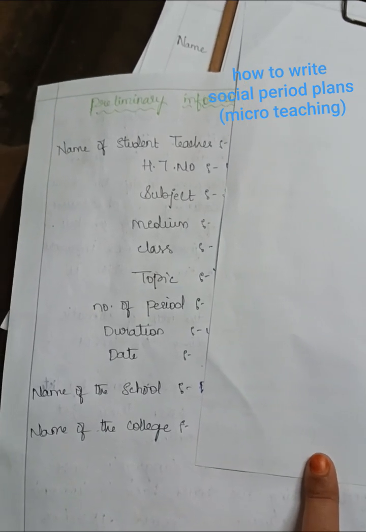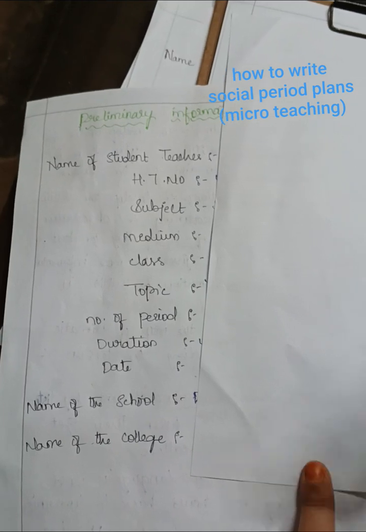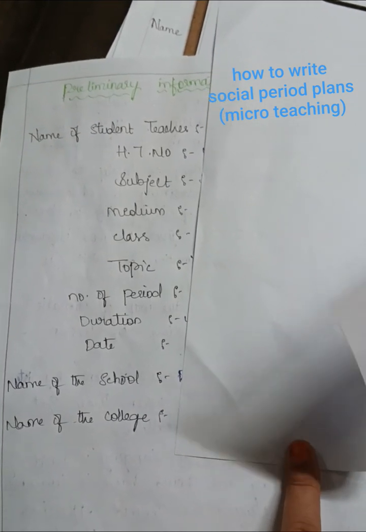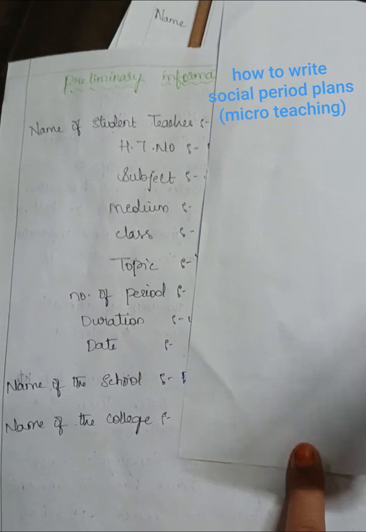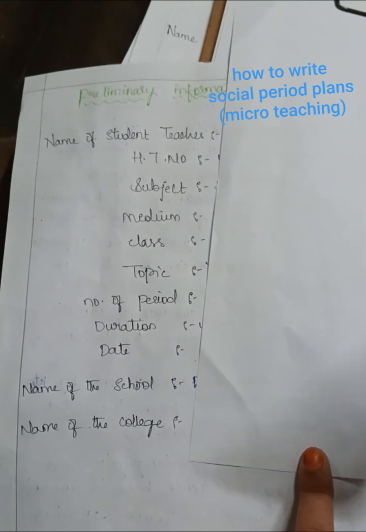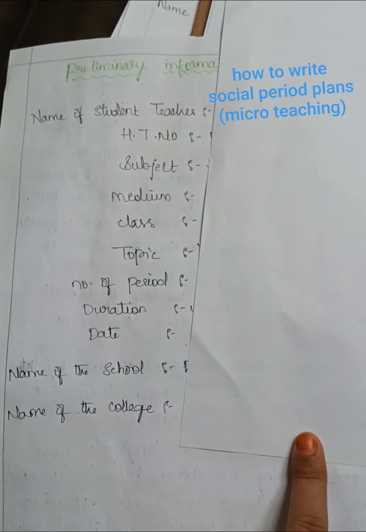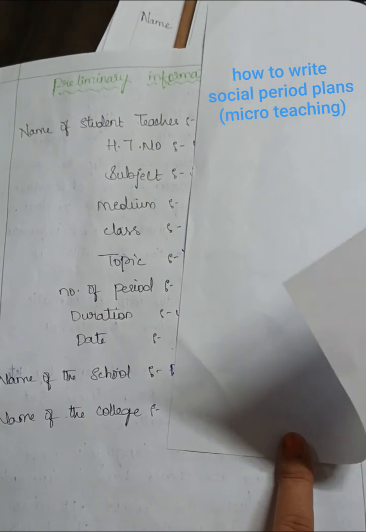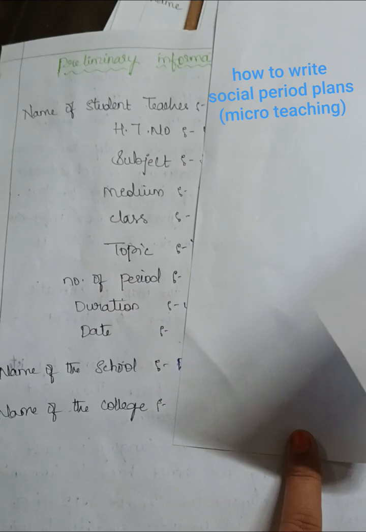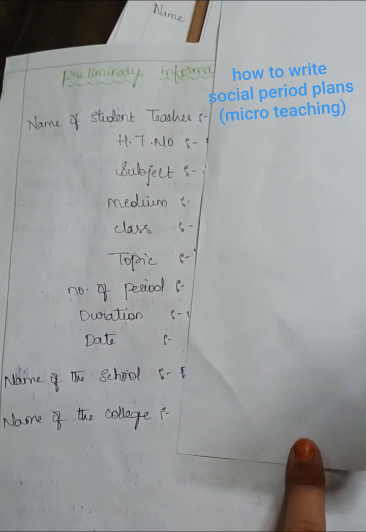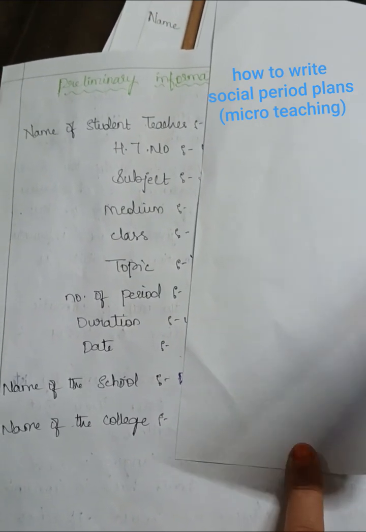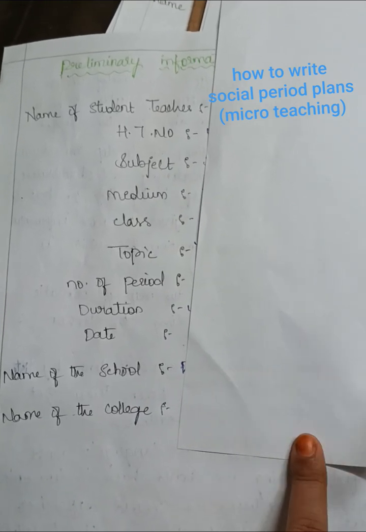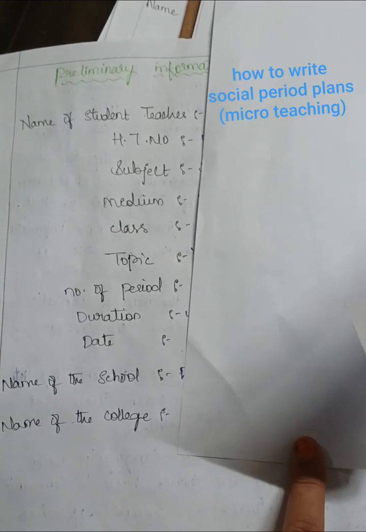First, you have to write the preliminary information here. In this, you have to write the name of your student teacher. Whoever is writing this record, you have to write the name, hall ticket number, subject, whatever subject you are writing this, social science, medium, class, from which you have taken the period plan to explain or to write. From which textbook you are taking, you have to write that: class 7th, 8th or 9th.